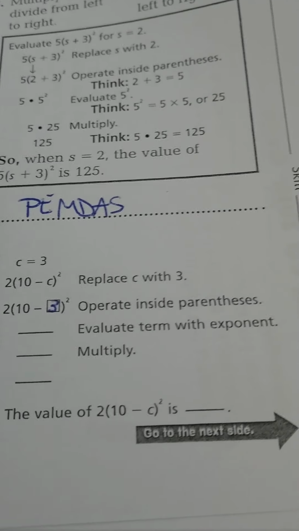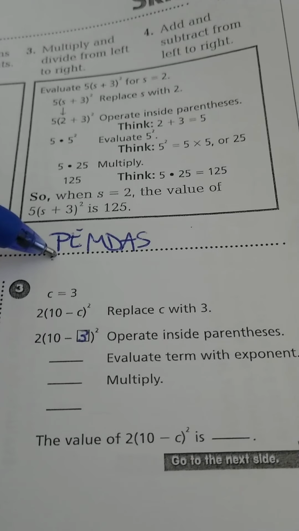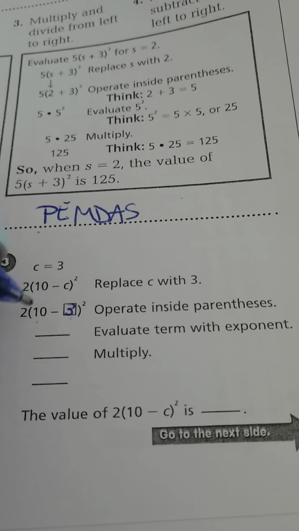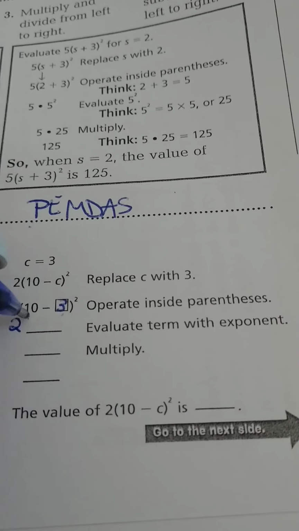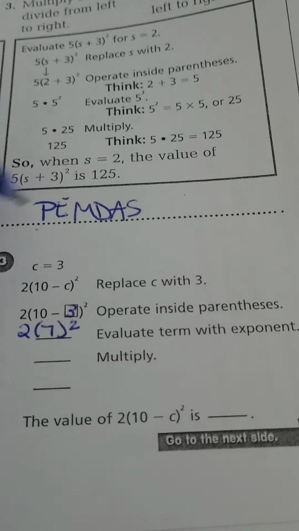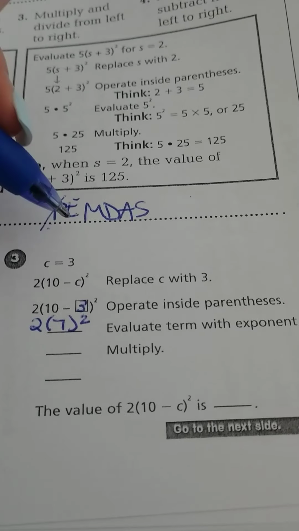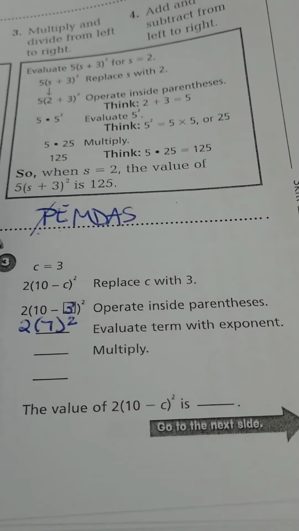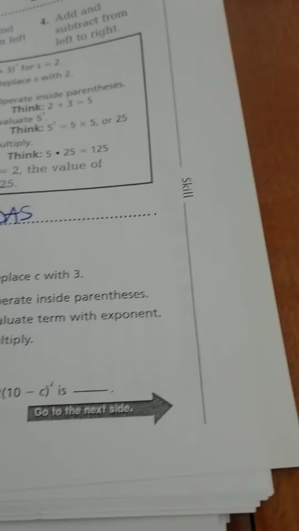All right, so the first thing we want to do, according to PEMDAS, is the parentheses. So we have 10 minus 3, which is 7. So we have 2 times 7 squared. All right, so now that we did parentheses, now we're going to do the exponent, which is why it says evaluate the term with the exponent.